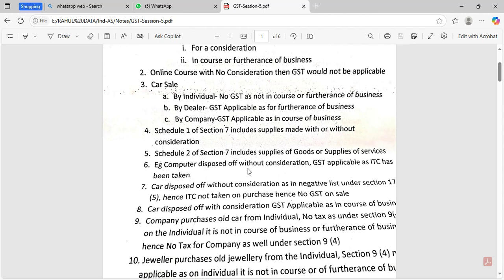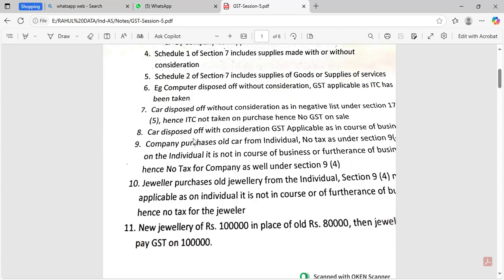Computer disposed of without consideration, GST applicable as ITC has been taken. Car disposed of without consideration is a negative list item under Section 17, hence ITC not taken on purchase, hence no GST on sale. Car disposed of with consideration, GST applicable as in course of business.